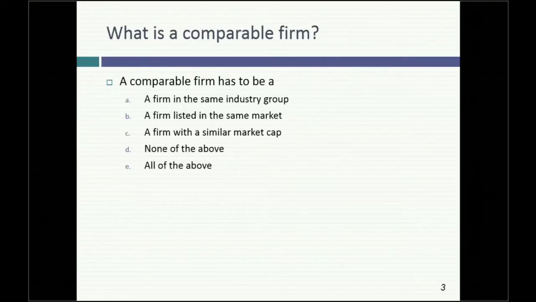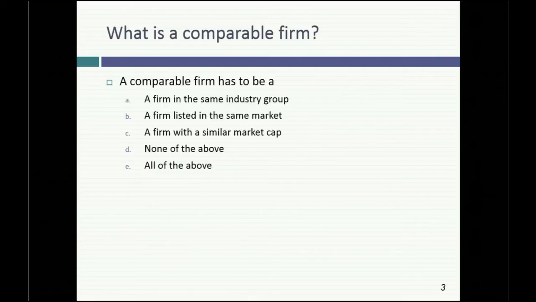Now you want to find comparable companies. Why? To estimate a beta again. So keep your focus. This is not about PE ratios or any of the pricing issues. It's just about this. So which of the following would you want to have in your comparable firm? Does it have to be a firm in the same industry group, a firm listed in the same market, a firm with a similar market cap, none of the above, or all of the above? See the question I'm asking? What exactly does comparable mean if you're talking about comparable firms to come up with a beta?